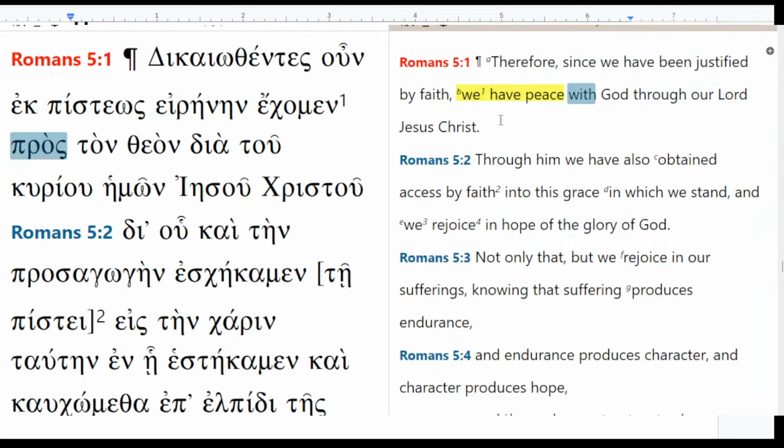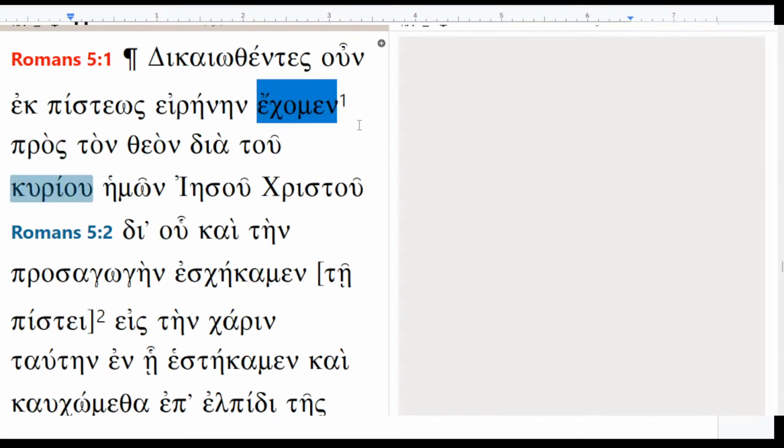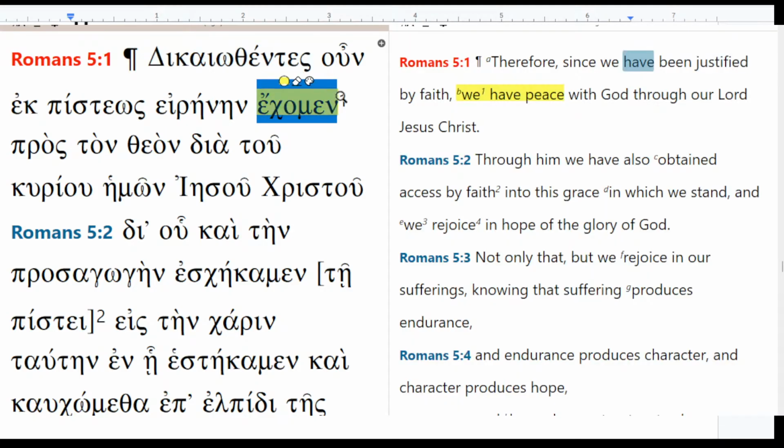So why the difference between "we have peace" and "let us have peace"? We look over at the United Bible Societies, 5th edition, and we get this form, echomen, which means, inattentive scribe, we'll see. This is actually very interesting. That's right, we have peace with God versus let us have peace. That's a big difference, right? Especially if you understand Paul's argument in the first half of Romans.